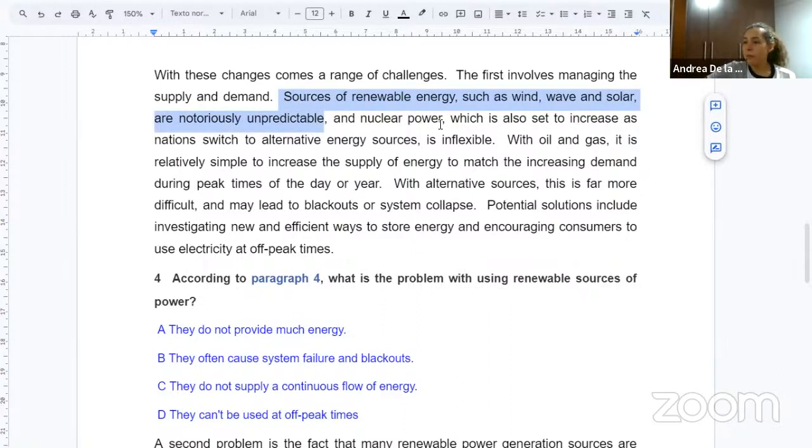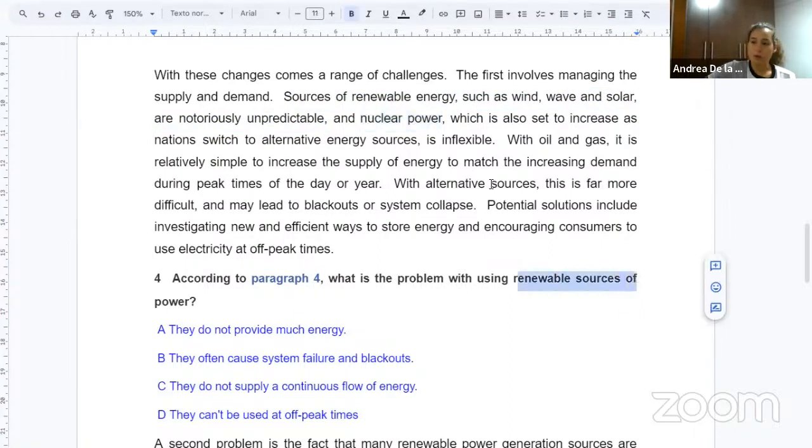Then they say nuclear power, which is also said to increase as nations switch to alternative energy sources, is inflexible. So nuclear power is not a renewable source of energy, right? Because it says nuclear power is an alternative energy source. It's not the same. Renewable sources of energy versus alternative sources of energy.